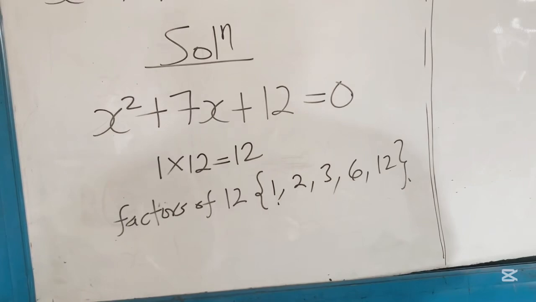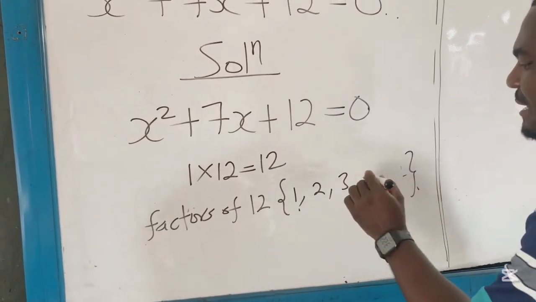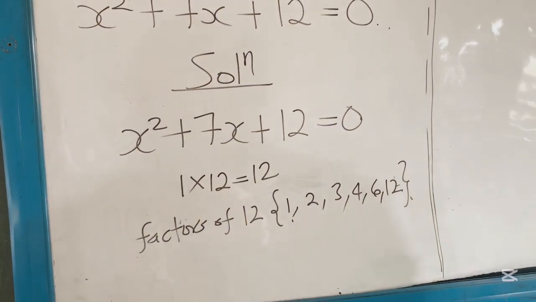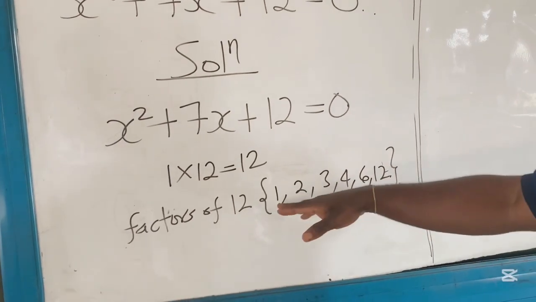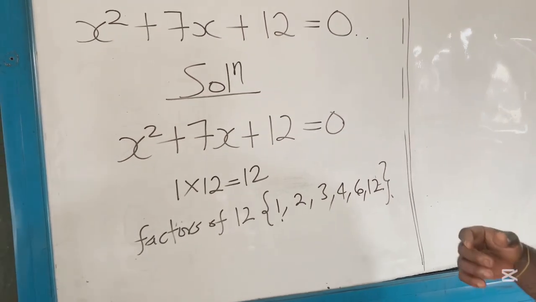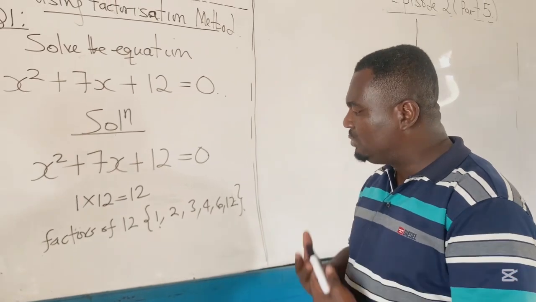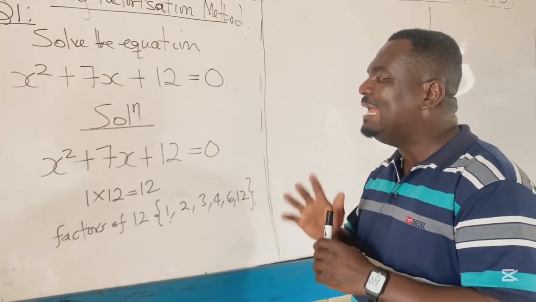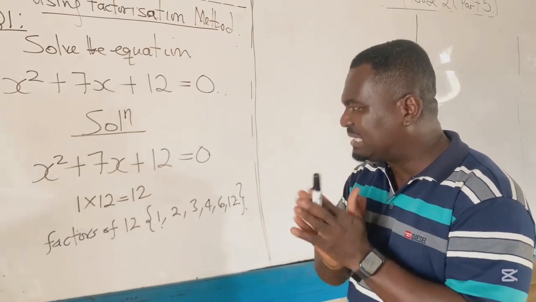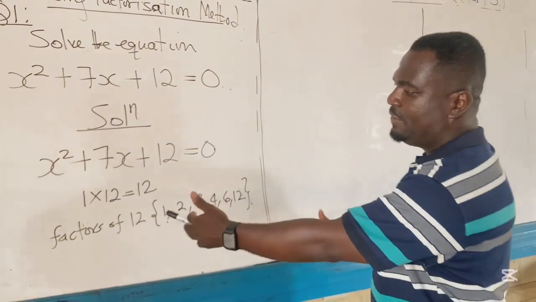Then you ask yourself, 1, 2, 3, 6, and 12. No, 4 is a factor too. So 1, 2, 3, 4, 6, and 12. All right. Then you ask yourself, among the factors of 12 here, this is how the factorization method goes: which of the numbers, when you add, will give you the middle term, and the same numbers when you multiply, will give you the last term. So you go through the factors.